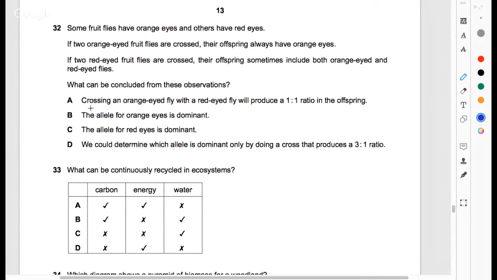Some fruit flies have orange eyes and others have red eyes. If two orange-eyed fruit flies are crossed, their offspring always have orange eyes. If two red-eyed fruit flies are crossed, their offspring sometimes include both orange-eyed and red-eyed flies. What can be concluded from these observations? Crossing an orange-eyed fly with a red-eyed fly will produce a 1 to 1 ratio in the offspring. The allele for orange eyes is dominant, and the allele for red eyes is recessive. Red eyes are dominant. We can determine which allele is dominant only by doing a cross that produces a 3 to 1 ratio.